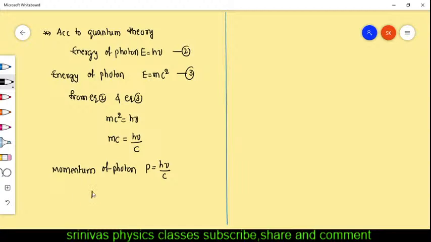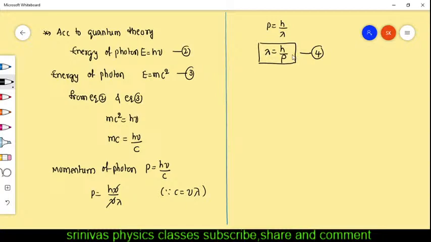But we know the momentum is h nu by c, and c we can write as nu lambda. We know the speed of light formula, right? c equals nu lambda, nu will cancel, and finally we get p equal to h by lambda. Then from this, lambda is equal to h by p. This is equation 4. From equation 4 and equation 1, equation 1 is the de Broglie assumption. According to quantum theory, the wavelength of light we got is h by p.